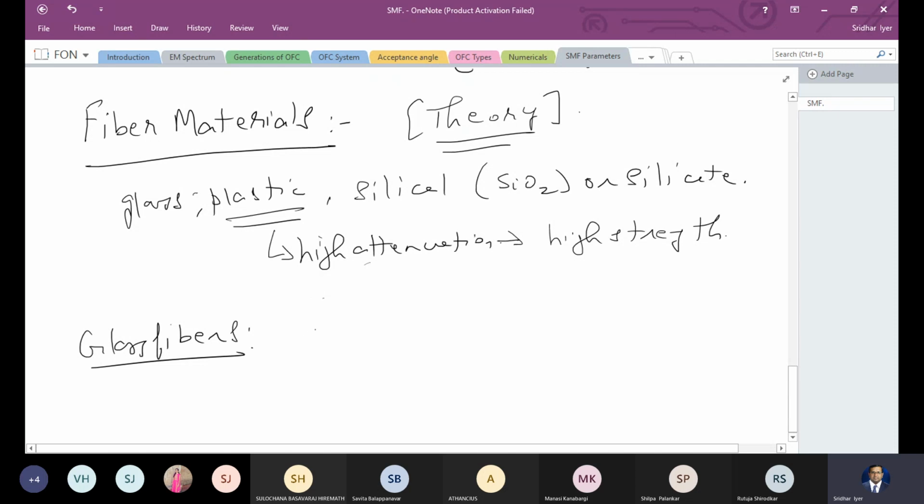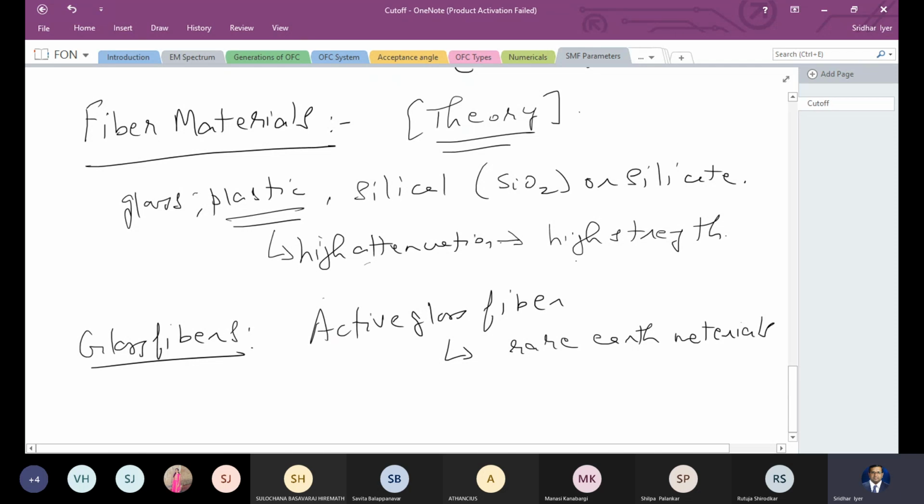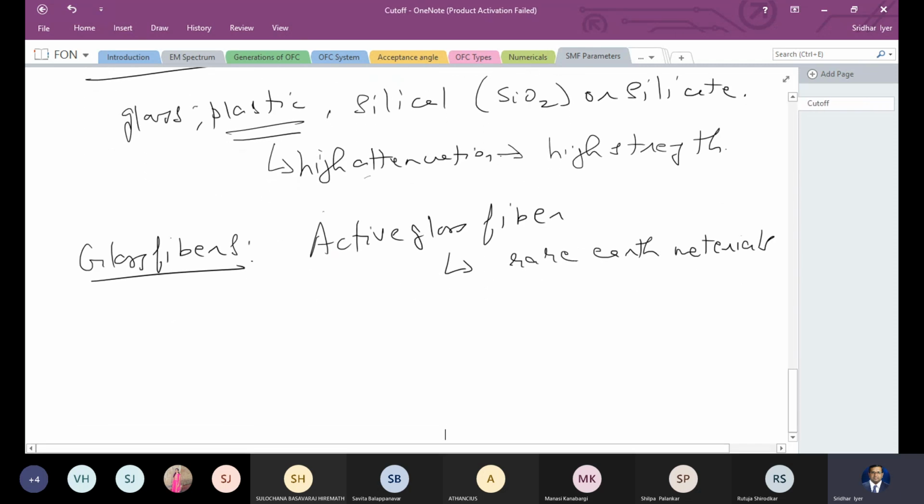One type of this glass fiber is known as the active glass fiber, and this is based on using rare earth materials. Rare earth materials, right? And these will give you the properties which we require to have whatever desired core and cladding values that we require here. Okay, so those details are also there in the notes.